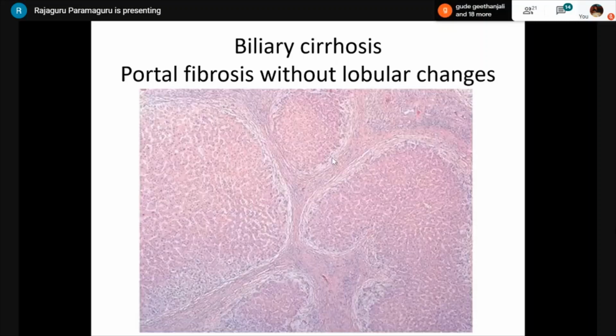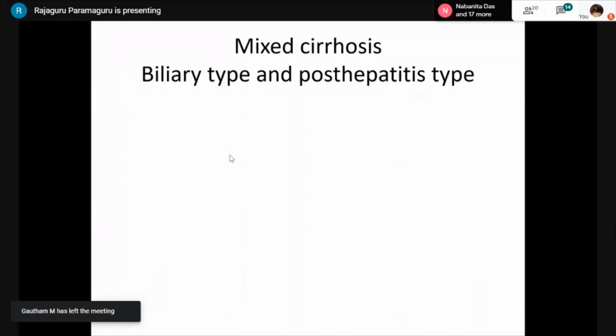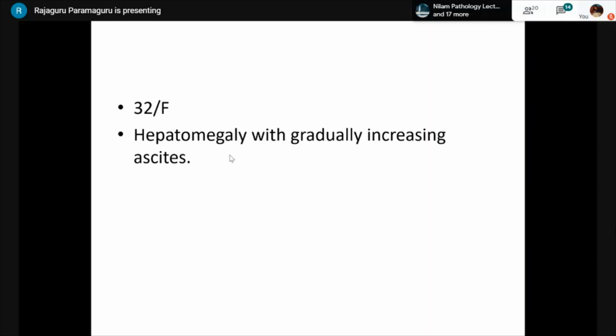That is another point which I forgot to tell you, that the hepatocytes over here will not show any regenerative activity. It will be almost synonymous with the congenital hepatic fibrosis, where the hepatocytes were completely normal, and that is how you differentiate. And mixed cirrhosis with biliary and post hepatitis type can be seen with primary biliary cholangitis.